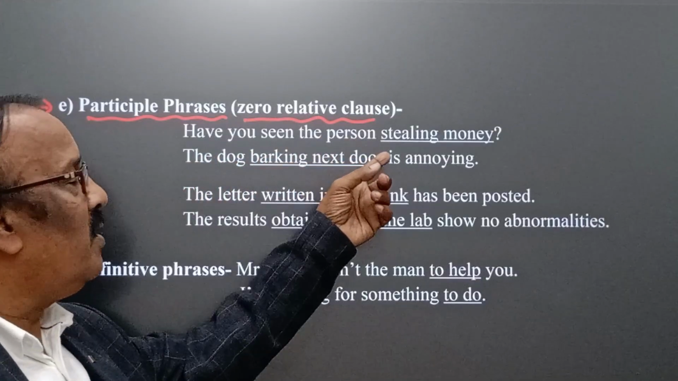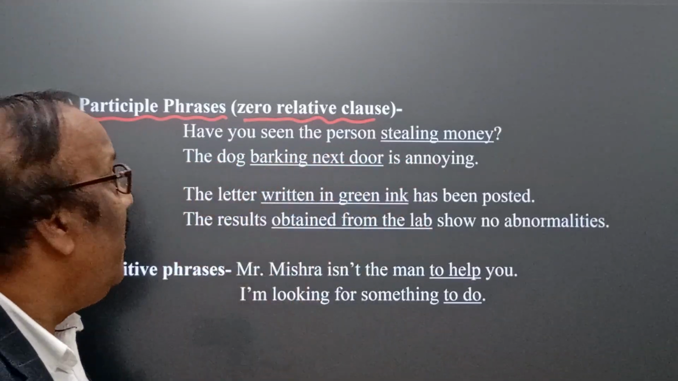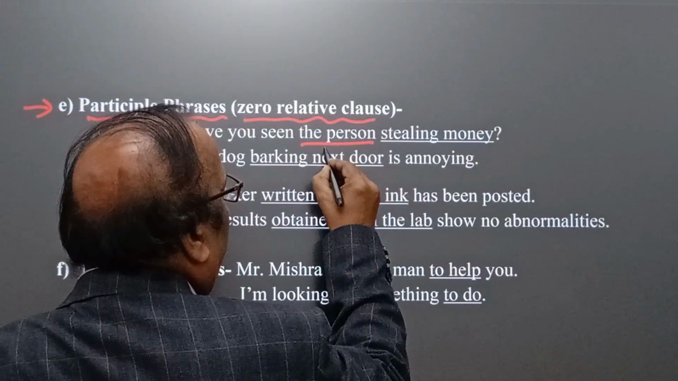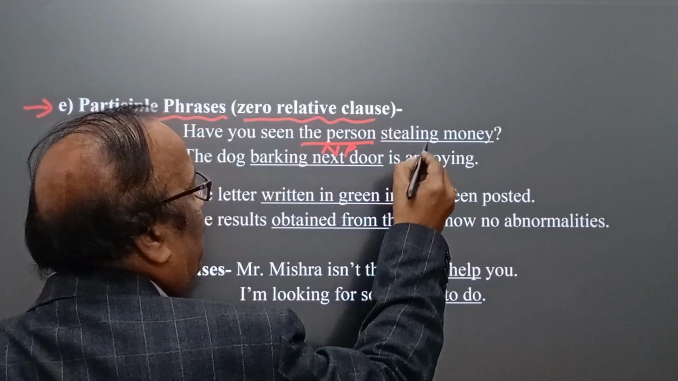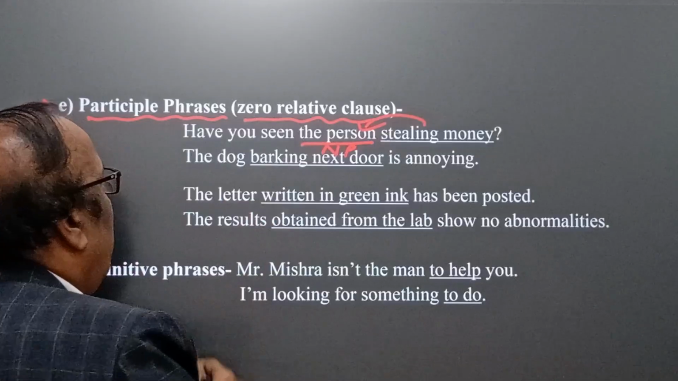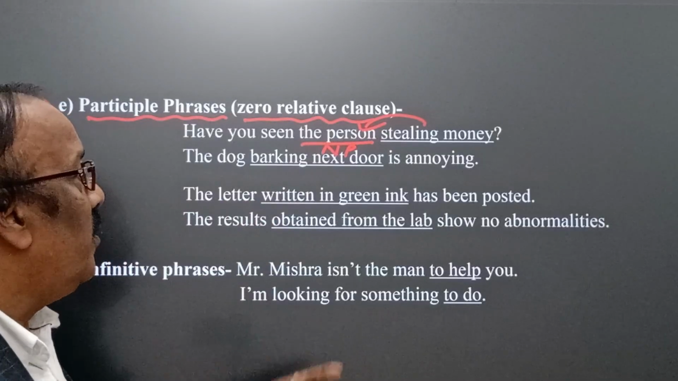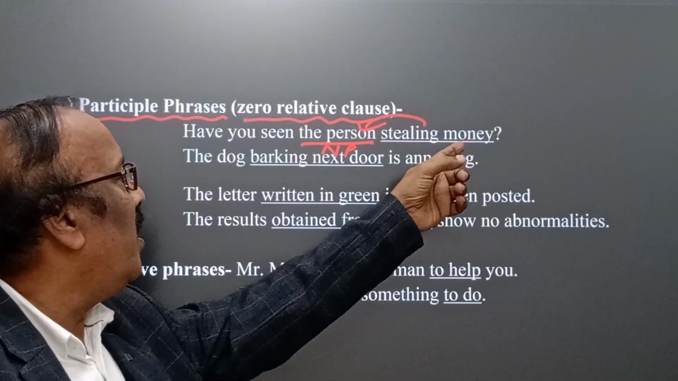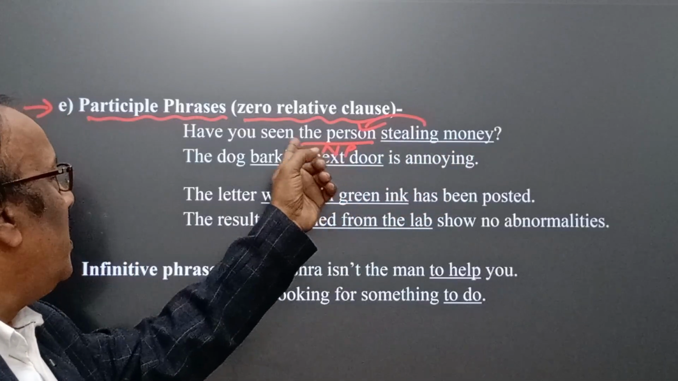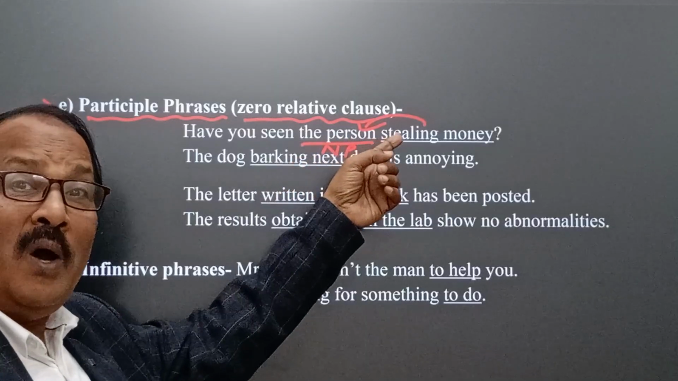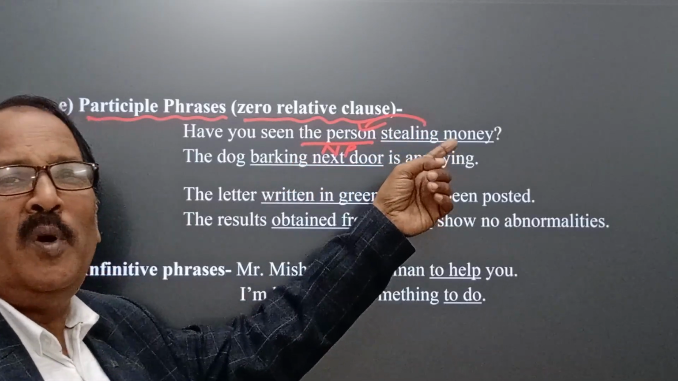Have you seen the person stealing money? Okay, here, have you seen the person? The person is the noun phrase, and stealing money is the participle clause, that is what we call present participle. Here this participle, stealing money, qualifies the person. It means, have you seen the person who was stealing money?